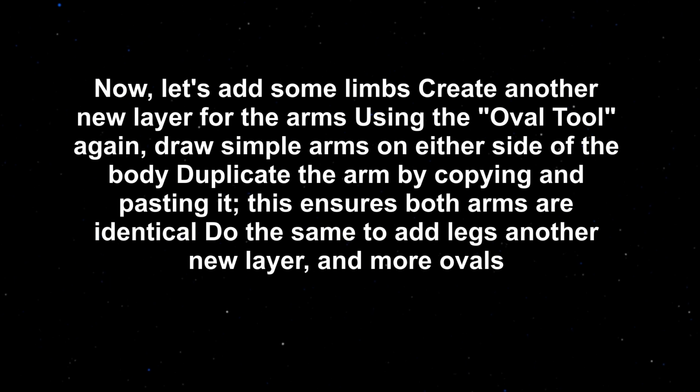Now, let's add some limbs. Create another new layer for the arms using the Oval tool again. Draw simple arms on either side of the body. Duplicate the arm by copying and pasting it. This ensures both arms are identical. To add legs, create another new layer, and use more ovals.